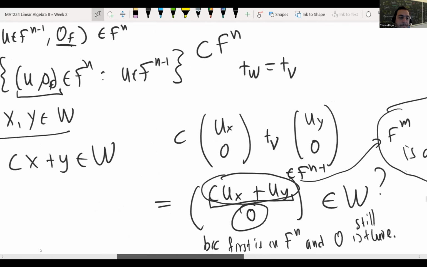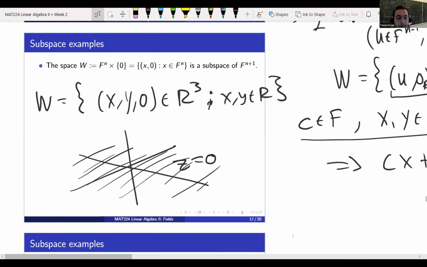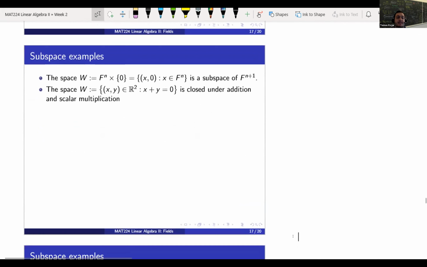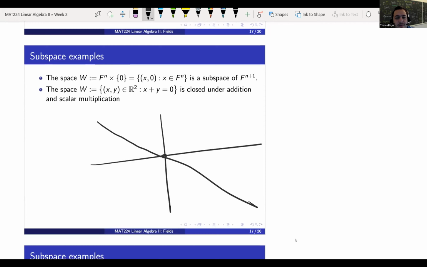All right. What's another example? Yeah. Now this is interesting. This is indeed closed under addition and scalar multiplication. So let me draw it. We're in R2 and we take this line crossing the origin. So this is y equal to minus x.